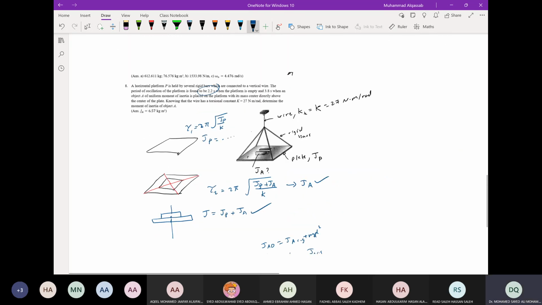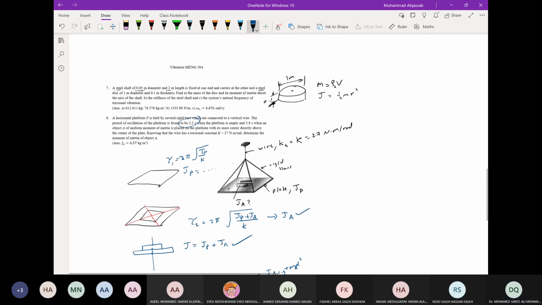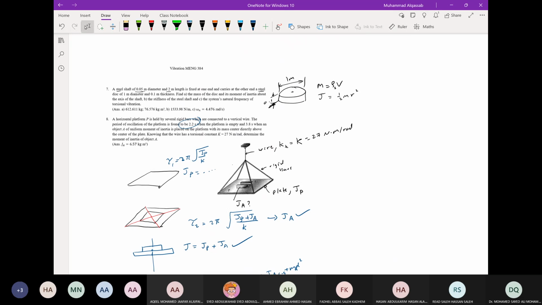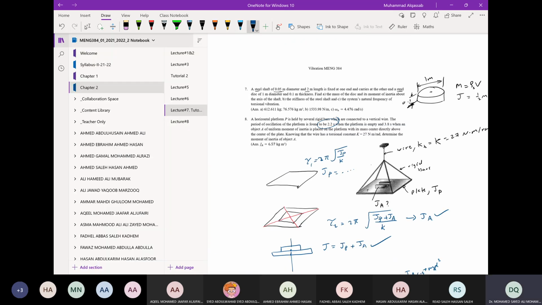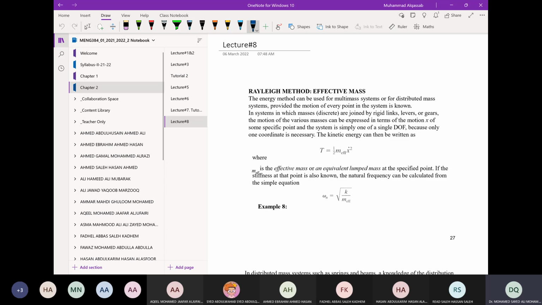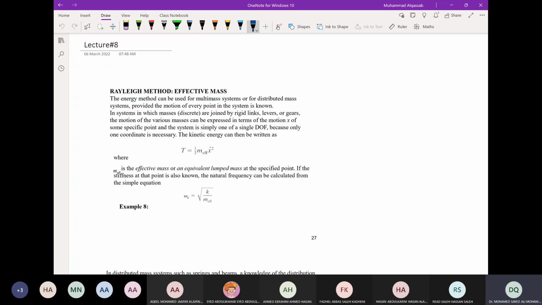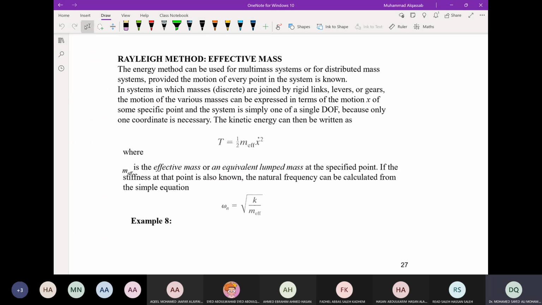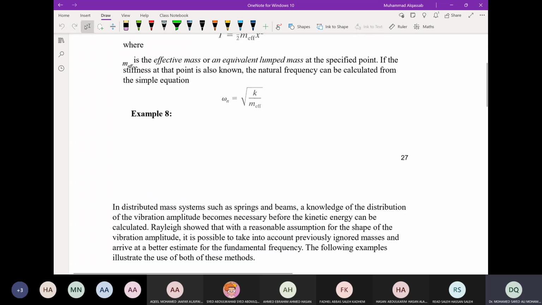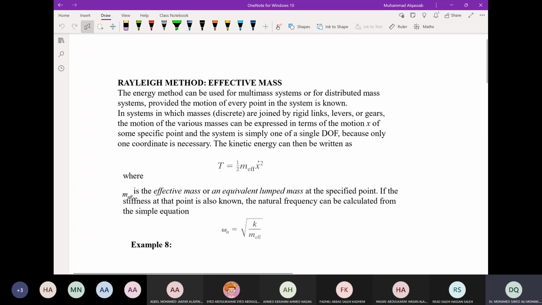Okay, any questions? Okay, in lecture 8, I don't think I will be able to finish, but I will just start. The Rayleigh method, this is the new section. It's about finding the effective mass.